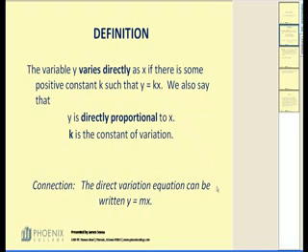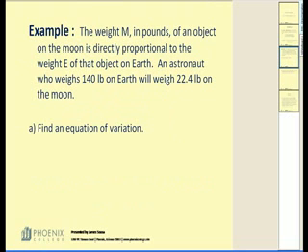One connection I would like to make: a direct variation equation can be written as y equals mx instead of y equals kx. So you can almost think of direct variation as a linear equation where the y-intercept is 0 and the slope would be our constant of variation. And I'm going to highlight some things as we read.